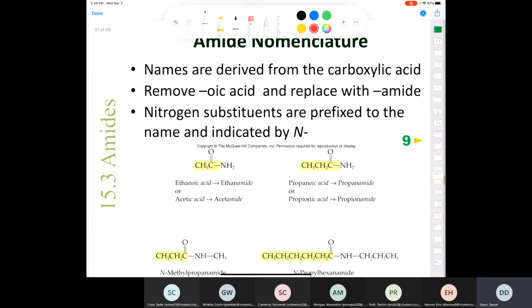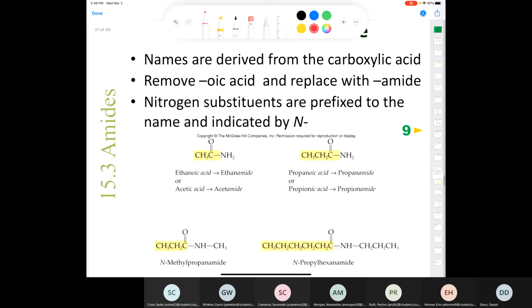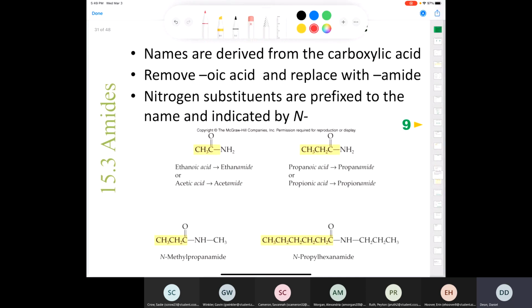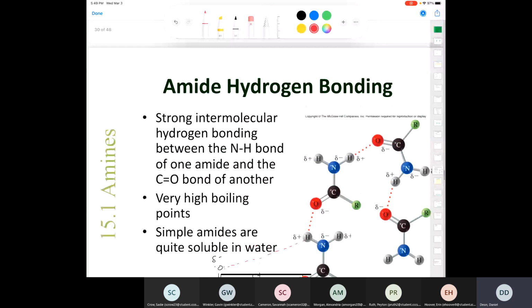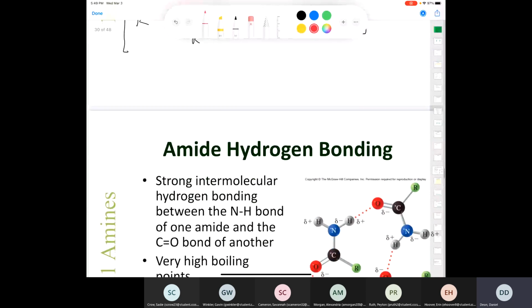Let's talk about how we name an amide, okay? Before we name an amide, I want to classify what a primary, secondary, and tertiary amide are. And I don't have a lot of space for this, so I'll do it right here.